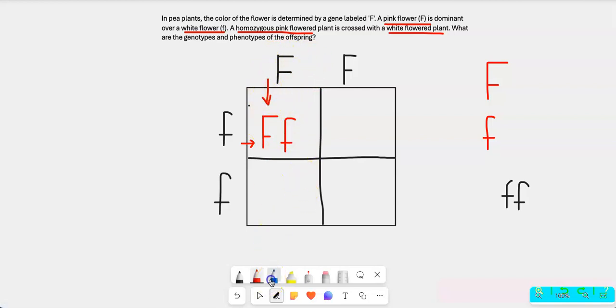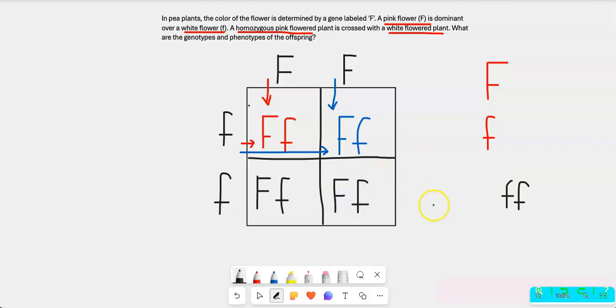So then, if we're going to do the same thing over here, you bring this information down and you bring this information over. So this offspring would also be big F, little f. And then these down here, you're going to bring this big F down and this little f over to give you big F, little f, big F, little f.